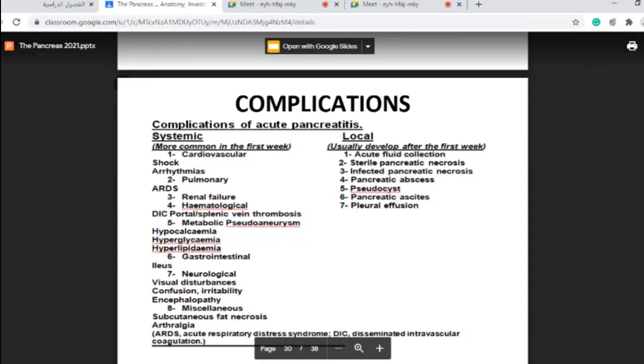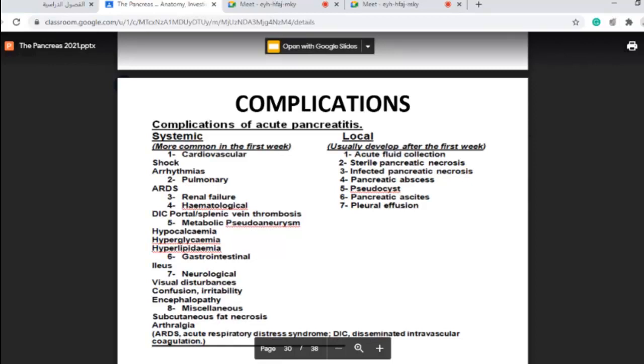In neurological complications, there may be visual disturbances, confusion, irritability, and even encephalopathy. And there are other serious complications like subcutaneous fat necrosis and arthralgia. So there are very serious systemic complications of acute pancreatitis, which are common during the first week, the first few days of the attack of the condition.